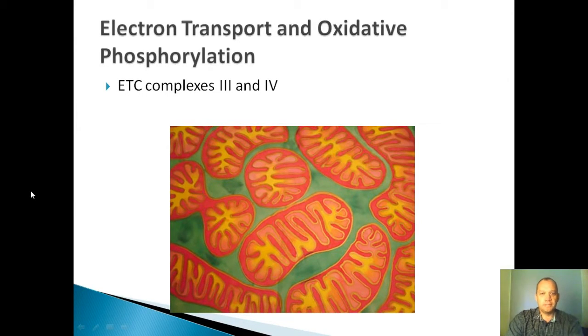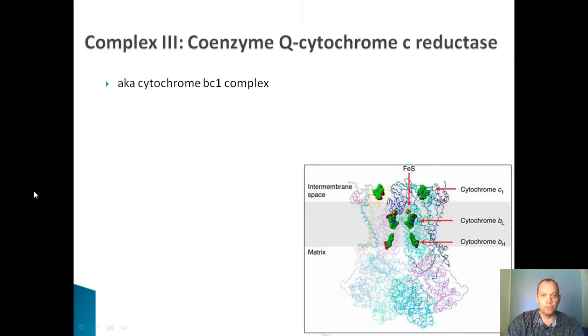Hello everyone, this is my lecture on electron transport chain complexes 3 and 4. In our previous lecture we discussed the composition of the electron transport chain, and we also looked at electron transport chain complexes 1 and 2 and, in detail, the pathways of the electrons through those complexes. And we're going to do the same now for complexes 3 and 4.